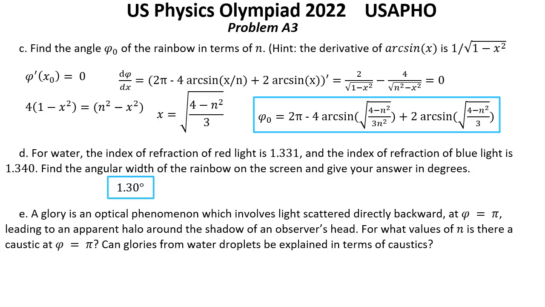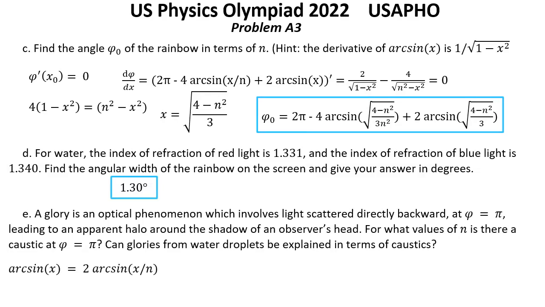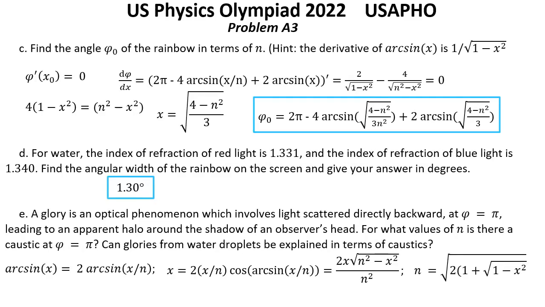We thus need to solve arcsine x equal to arcsine x over n. Taking the sine of both sides and using the double angle formula gives this equation. Solving for n, we get n equal to the square root. As the impact parameter x yielding the backward caustic ranges from 0 to 1, the values of n range from a maximum of 2 to a minimum of the square root of 2.